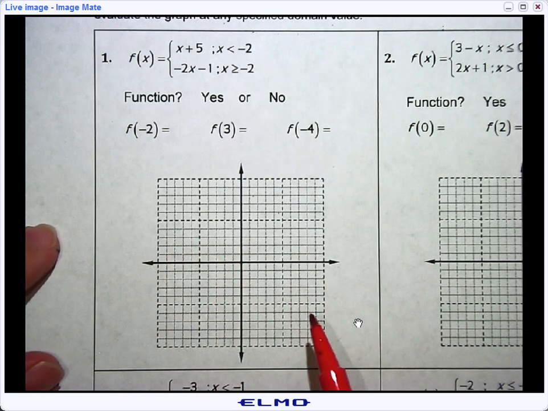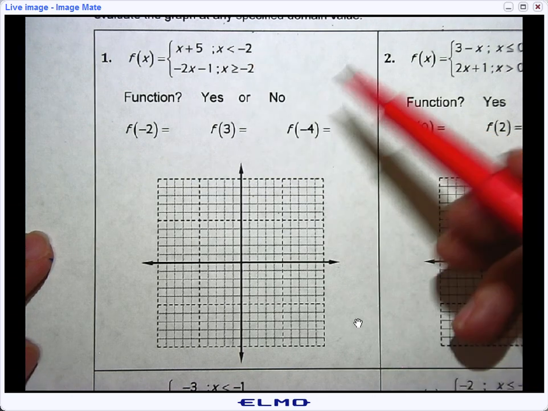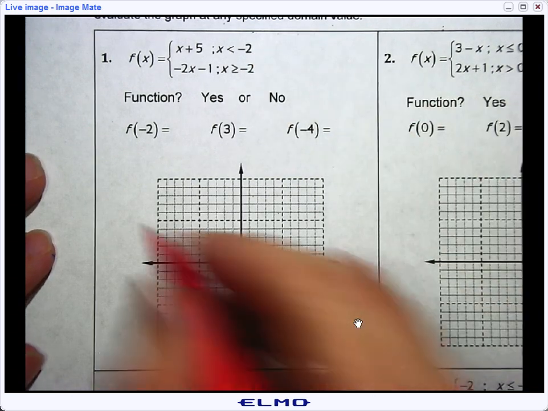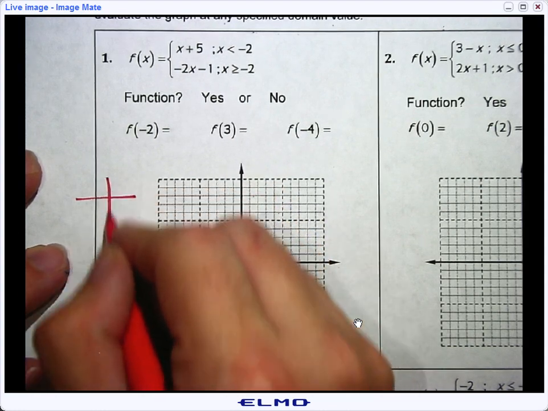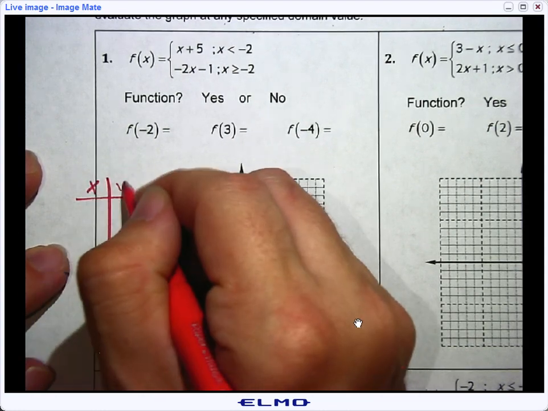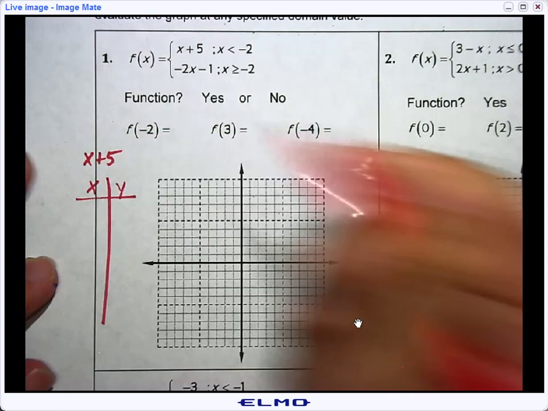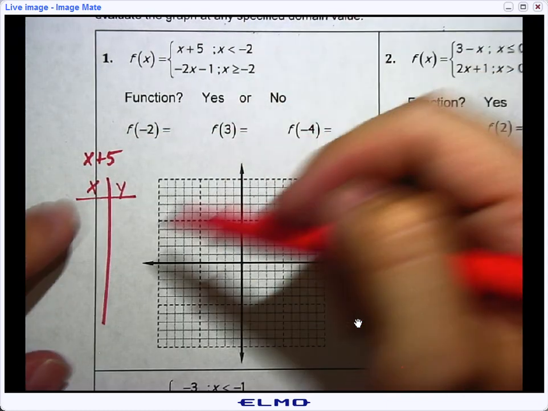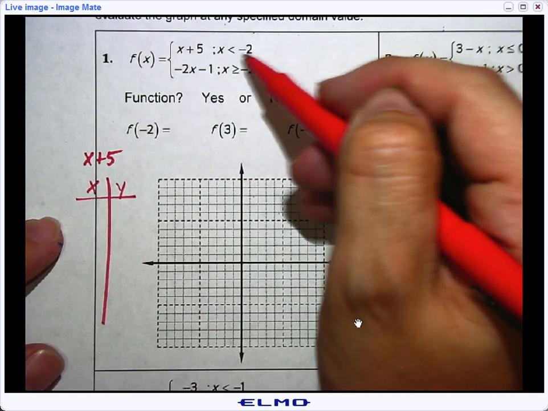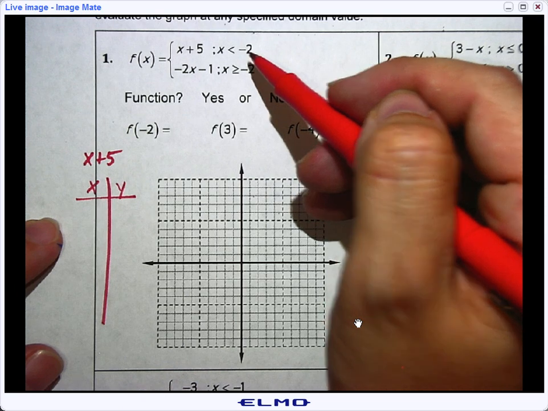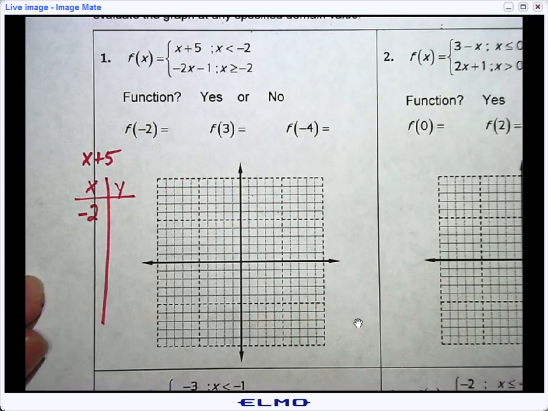All right, so on the graph, I'm going to look at my two different rules. I'm going to create a table for each one. So I'm going to start with the x plus 5. I'm going to make a t-chart, x values, y values, and this is for the function x plus 5. The first x value is where the functions change at -2. So I'm going to evaluate what happens at -2.